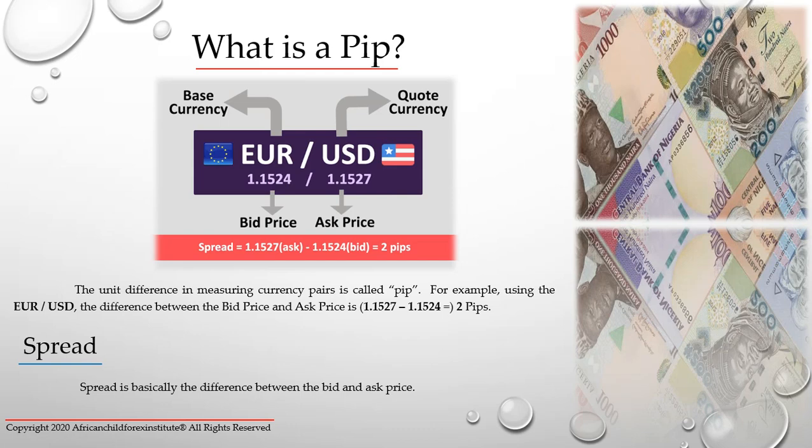So what about spread? We'll talk about spread. Spread is basically the difference between the bid and ask price.